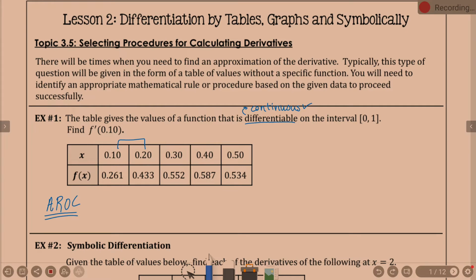So, okay, set it up. f prime of 0.1. If we do y minus y over x minus x, 0.433 minus 0.261 over 0.2 minus 0.1, whatever that math works out to be.